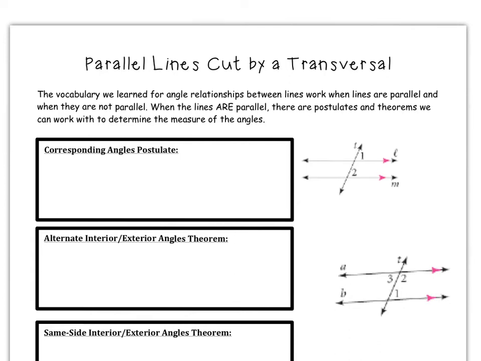Last class we started talking about the angle relationships when a transversal is intersecting two or more lines. We talked about those angle relationships and how they work when I have the two lines, and today we're going to actually talk about what happens when those two lines that are intersected by the transversal are parallel. When they're parallel, there are distinct characteristics between each of those angle relationships.